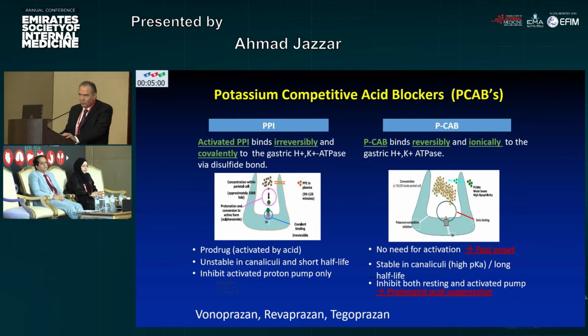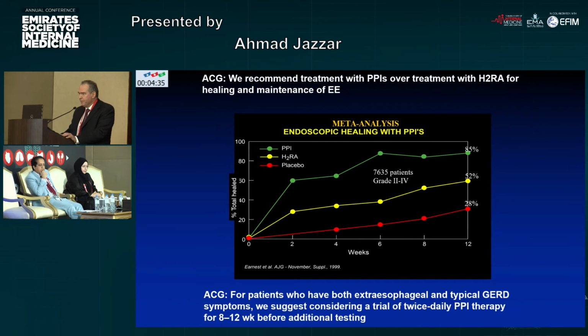And the newest kid on the block that was approved by the FDA about a month ago, which was approved in Japan more than 5 years ago, is the potassium competitive acid blockers. They have been approved by the FDA for the treatment of H. pylori with a dual therapy or a triple therapy, our regular triple therapy. These are faster acting, longer acting, with prolonged acid suppression, and the effect starts from the first dose.